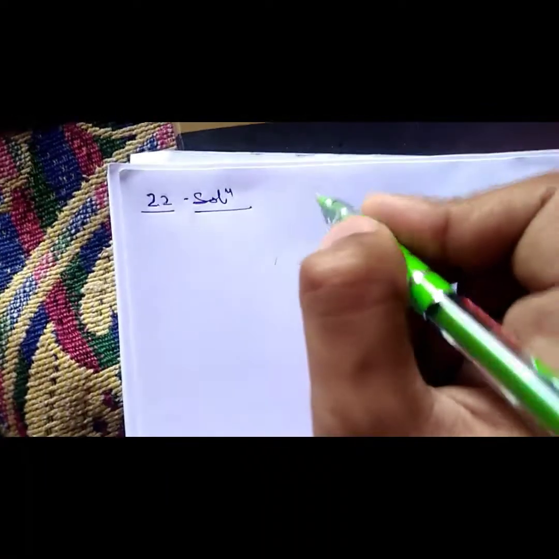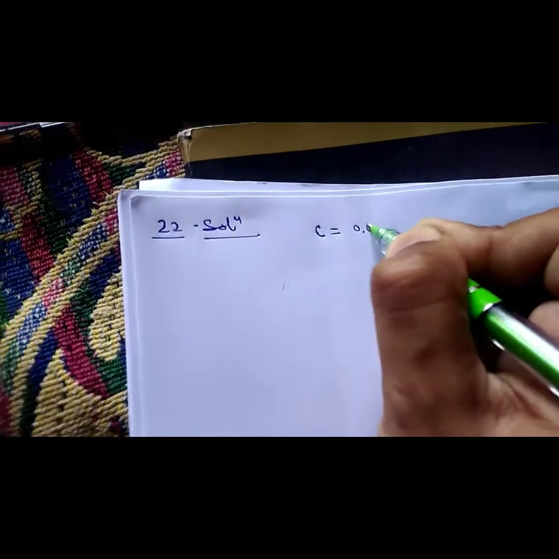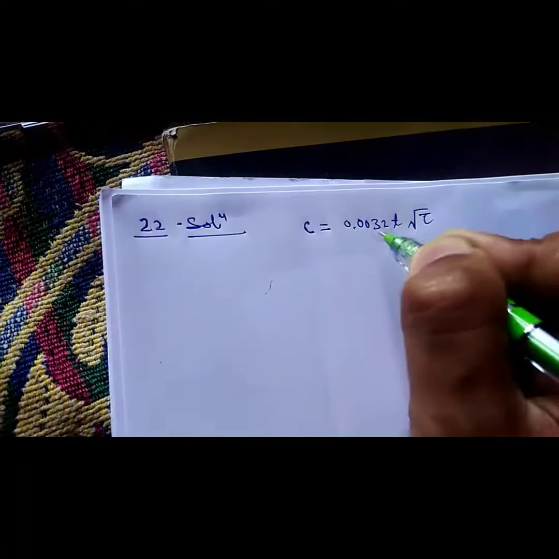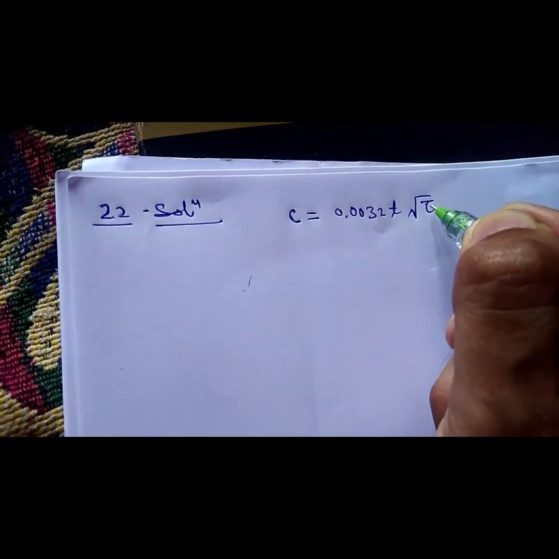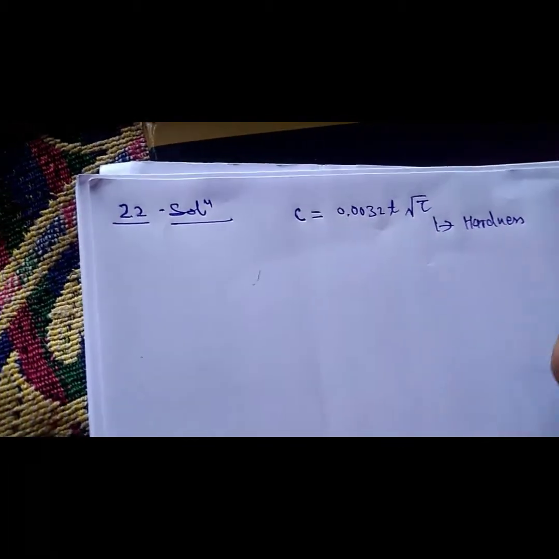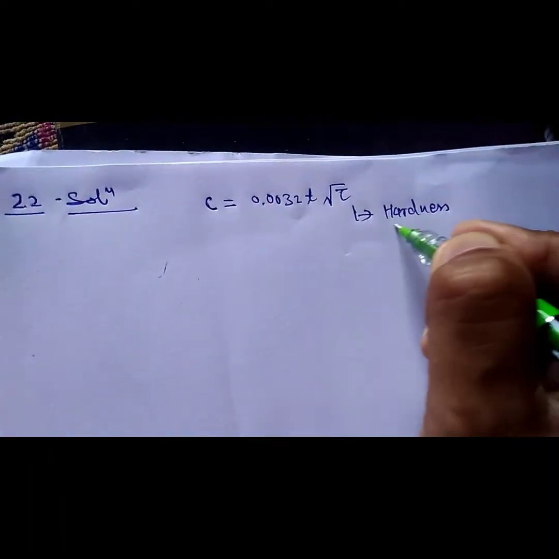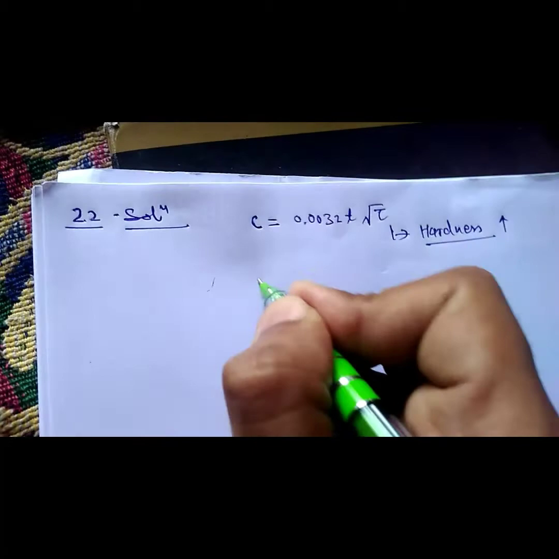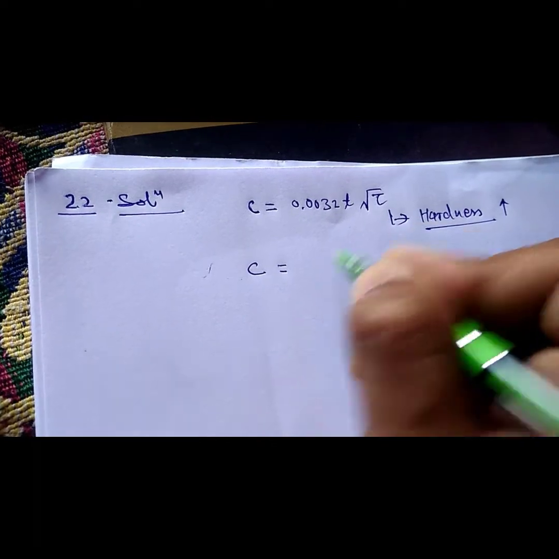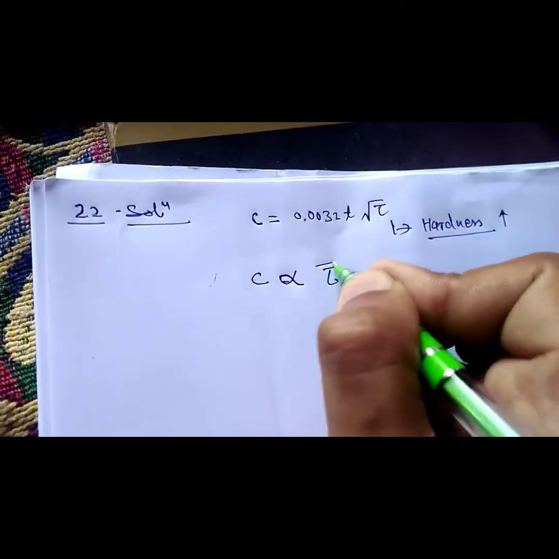We have the formula of clearance: C is equal to 0.0032 T into root of tau. Here C is the clearance and T is the thickness of the metal. Tau is the hardness of the material. So here only the hardness of the material is increasing. So C will only depend upon hardness. So C will be directly proportional to root of tau.